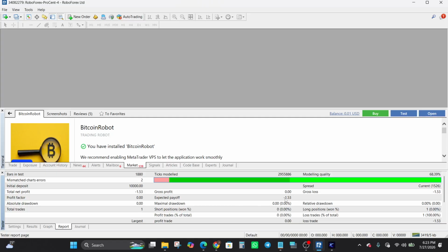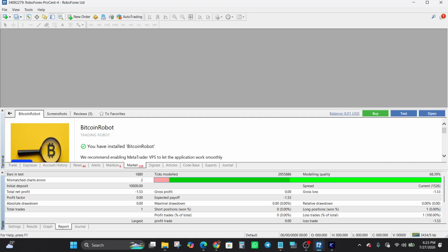The buy position closed shortly after entry with a small loss of $1.53, resulting in a total net loss of the same amount. Now, because there was only one completed trade, it is difficult to draw any meaningful conclusions about the EA's overall historical behavior.